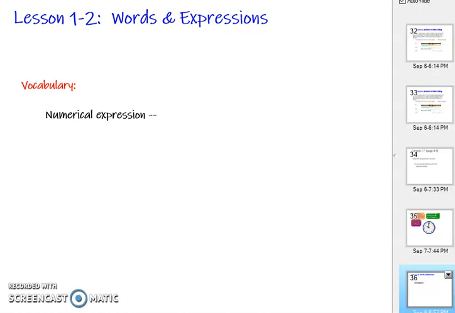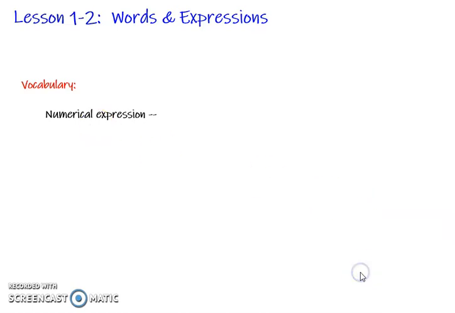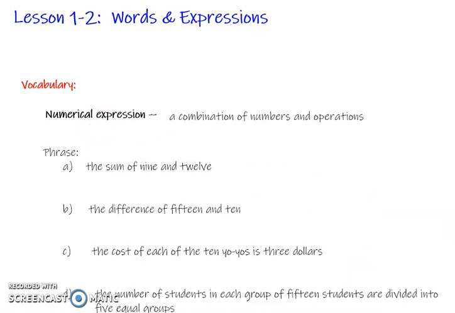What we're going to be talking about today is expressions, using words to make expressions. Expressions and equations are two different things. Equations have an equal sign in them and expressions do not. Some expressions are made out of just numbers and some are made out of numbers and letters, like 2y plus 3x. Okay?